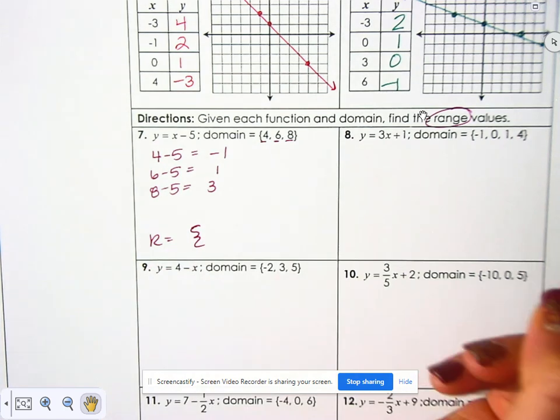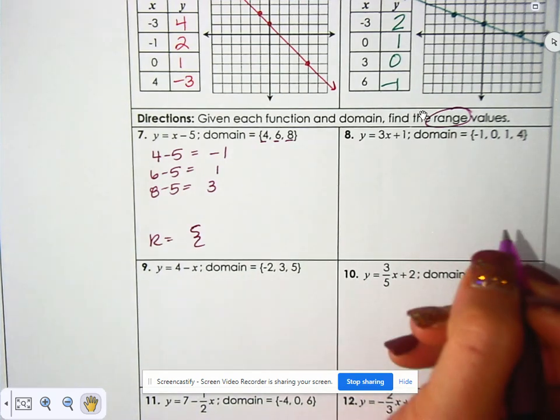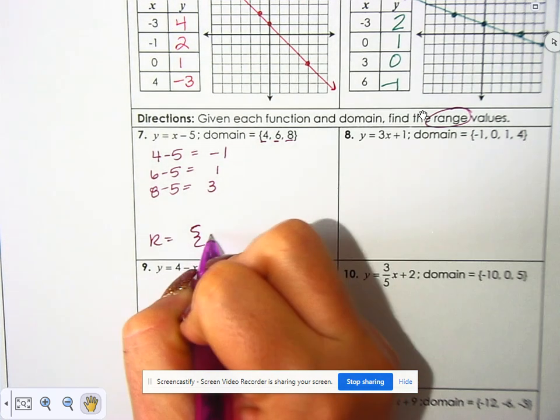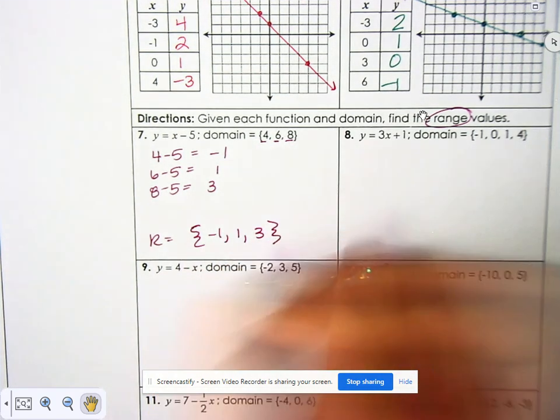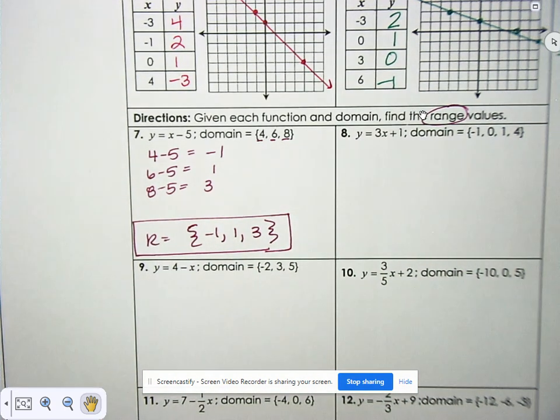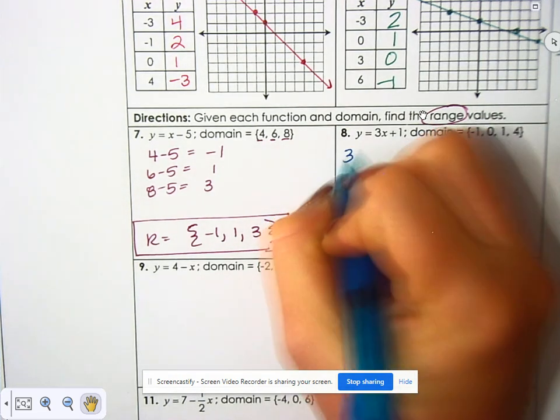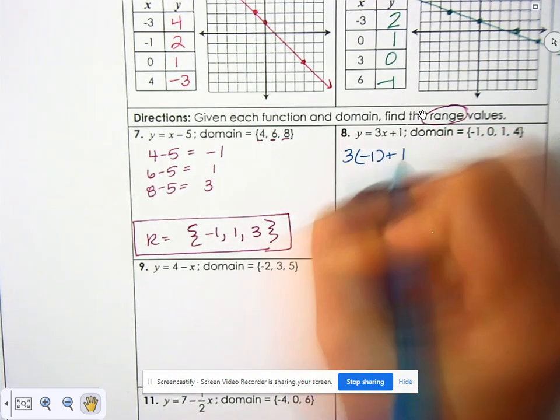Remember when we write our range, we're going to put these little squigglies. Remember, I don't teach art, so my squigglies are kind of hideous. All right, but then I'm going to put them in order from least to greatest. No matter how I calculate them, when you write them, they go in order from least to greatest, okay? All right, so moving right along.